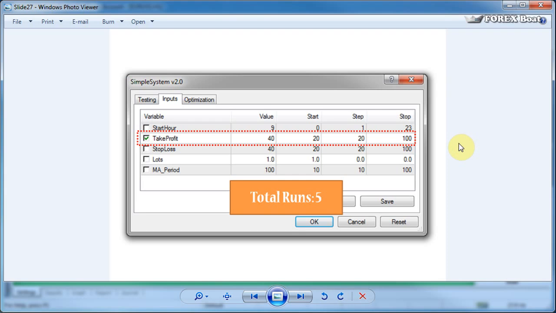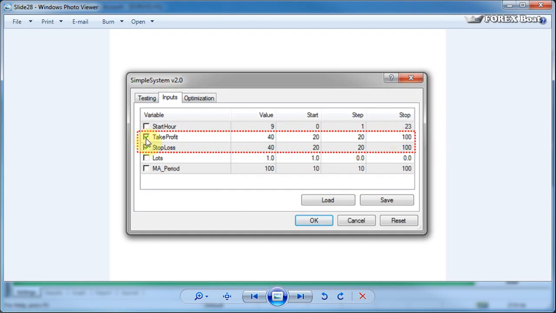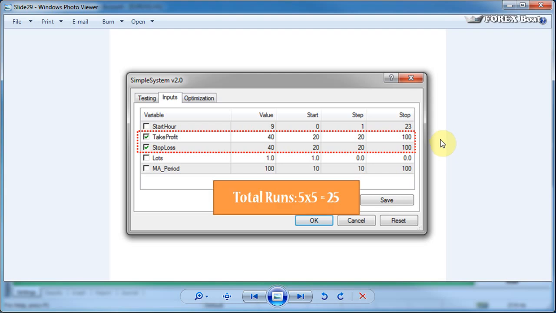But what if you want to optimize the combination of take profit and stop loss? Well, you can do that in MetaTrader 4 too. You just tick both boxes, and in this case, a total of 5 times 5 equals 25 backtests will be run. And as you can see, that way you can combine any number of different parameters to be run in one big optimization. So that's how we can do optimization in theory.